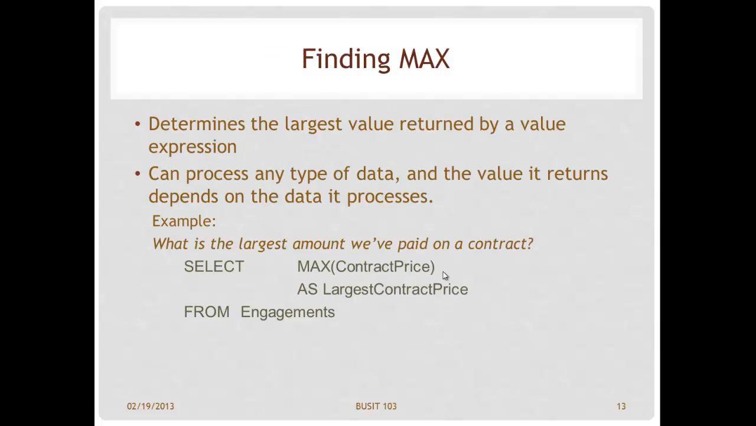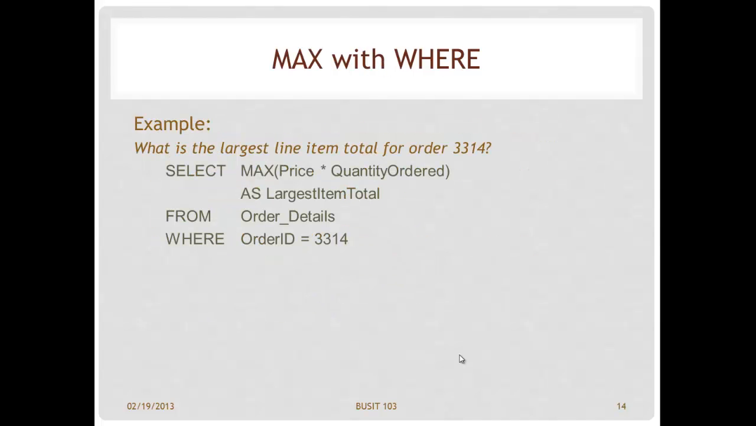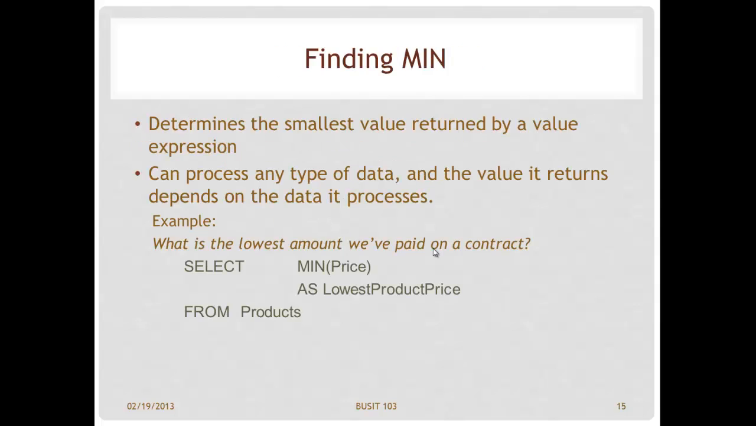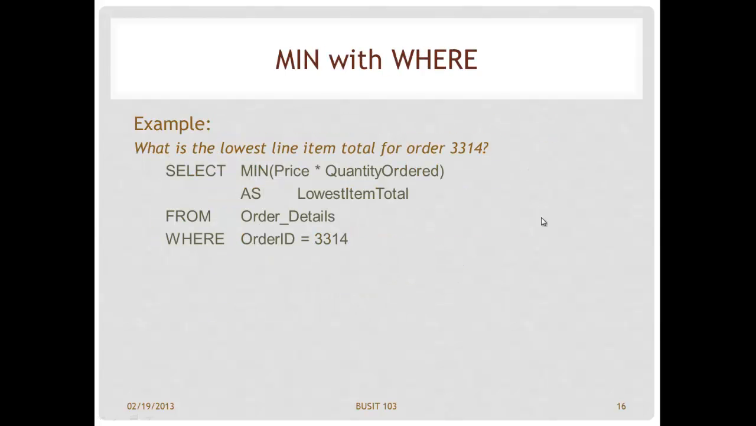We can find the max. Max works with any data type. It's going to return the largest value, and that will be alphabetically or numerically. Distinct doesn't work with max or min. We can also use the where clause to filter, and min does just the opposite of max. It'll return the smallest value, and that also works with all data types. And also we can filter min with the where clause.